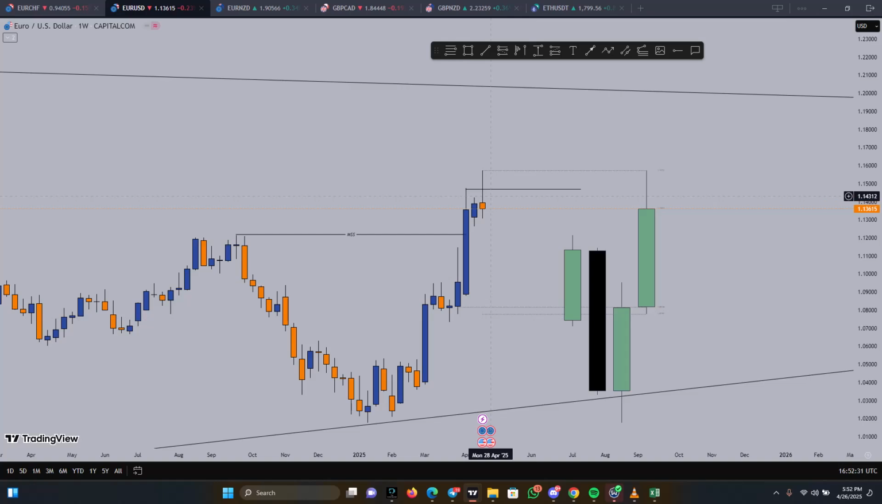Now, how do I want to use it? I'm giving out a signal here. This is the weekly time frame, and we have a fair value gap. This is the fair value gap. Let me indicate it there.